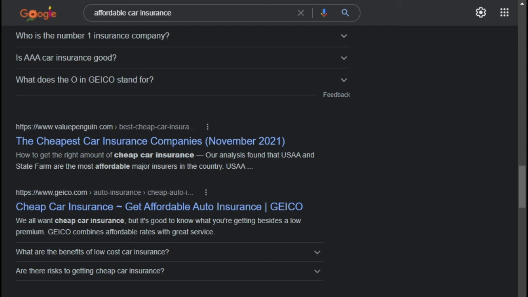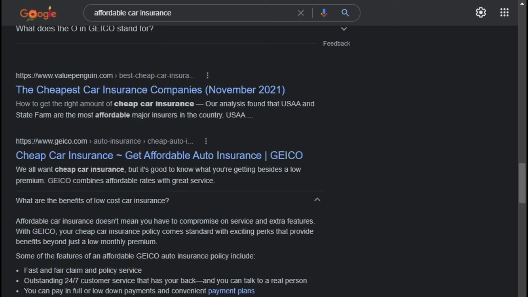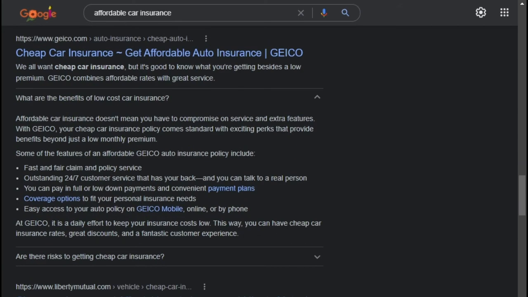but it's good to know what you are getting besides a low premium. GEICO combines affordable rates with great service. What are the benefits of low cost car insurance? Affordable car insurance does not mean you have to compromise on service and extra features.